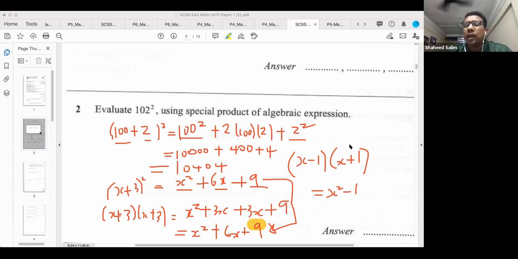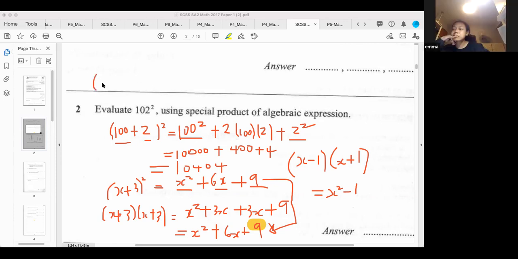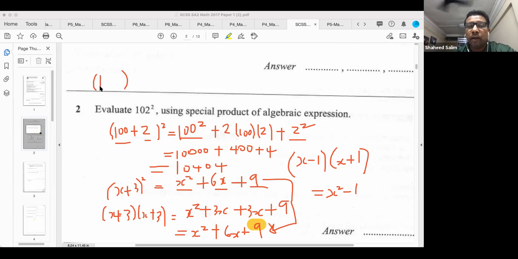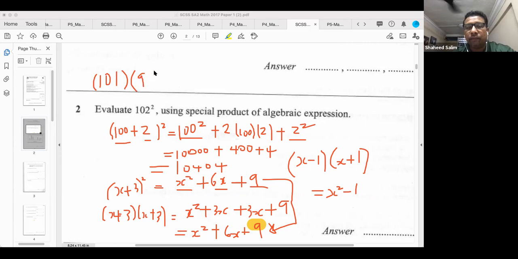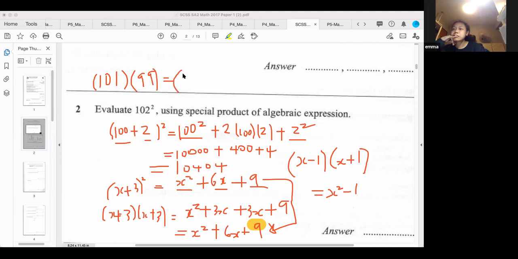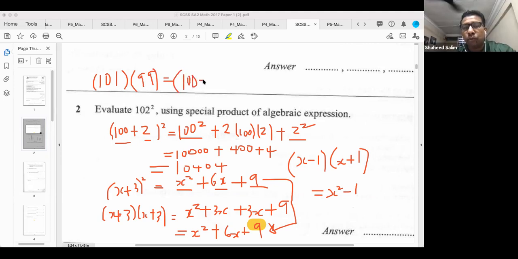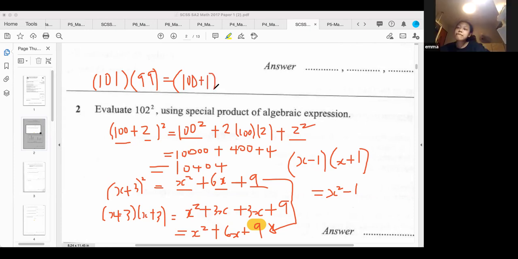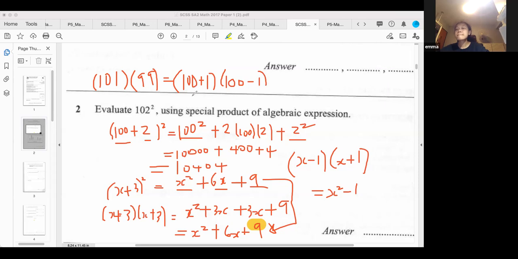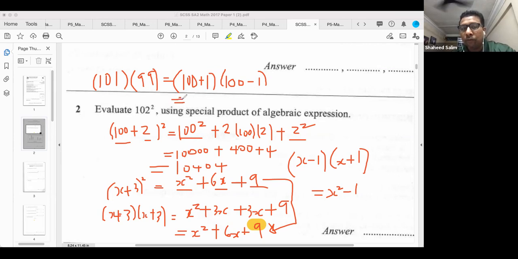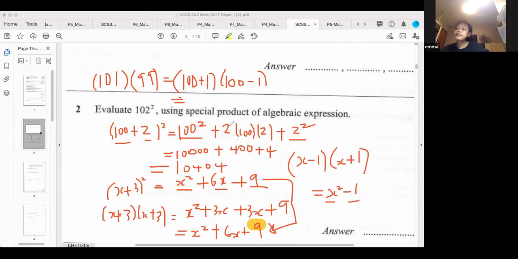Sometimes, what type of numbers would they ask you to do this? Let's say now they ask you to find out what is 101 times 99. How to do? Very simple. 101 is x plus 1, 100 plus 1. You must be able to see the pattern now. 99 is 100 minus 1. This is x plus 1, x minus 1. So what's the answer? You already know. So must be in this form.